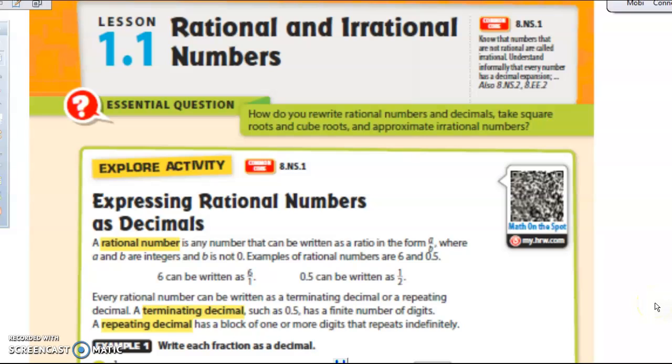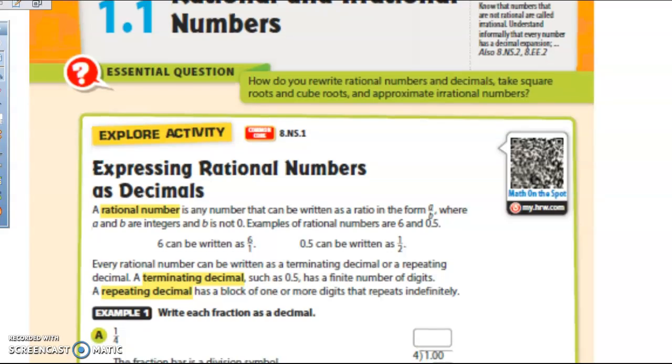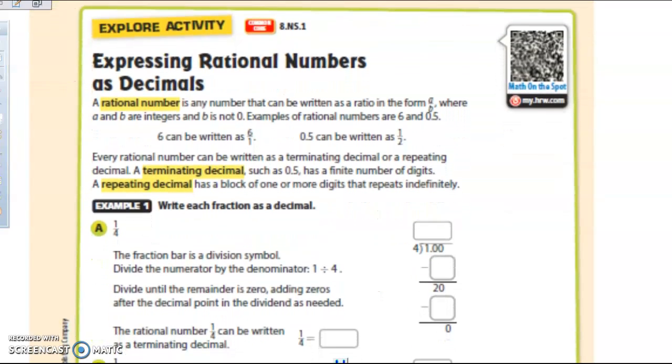So today we're going to talk about lesson 1.1, which is rational and irrational numbers. And we're going to begin by expressing rational numbers as decimals. A rational number is any number that can be written as a ratio in the form of A over B, where A and B are both integers. However, B is not 0, and that's important. We don't want the denominator of our fraction to be 0.